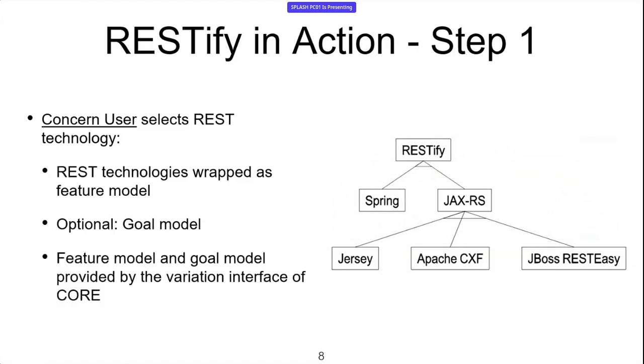So in our case, with concern-oriented reuse, what we've been working on before this work, we already have integrated these feature models and these goal models into our approach. So this came out of the box. That's not something new that we did for this paper. So step 1 here was already provided by Core.